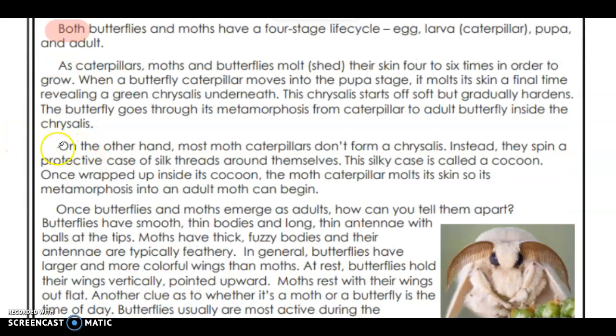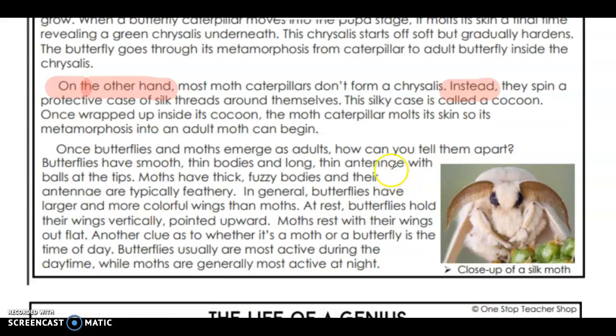On the other hand, I know that's another key word for compare and contrast. Most moth caterpillars don't form a chrysalis. Instead, another key word, they spin a protective case of silk threads around themselves. This silky case is called a cocoon. Once wrapped up inside its cocoon, the moth caterpillar molts its skin so its metamorphosis into an adult moth can begin. Once butterflies and moths emerge as adults, how can you tell them apart?